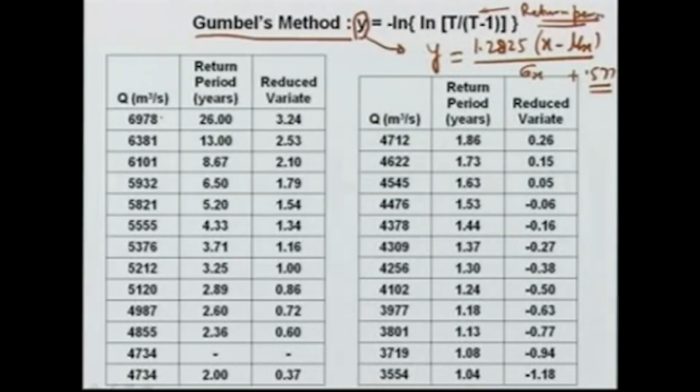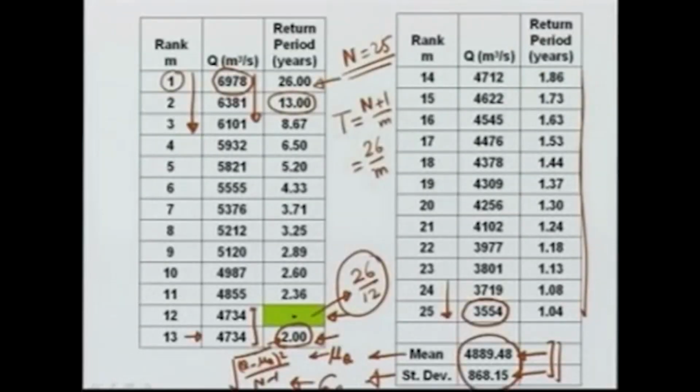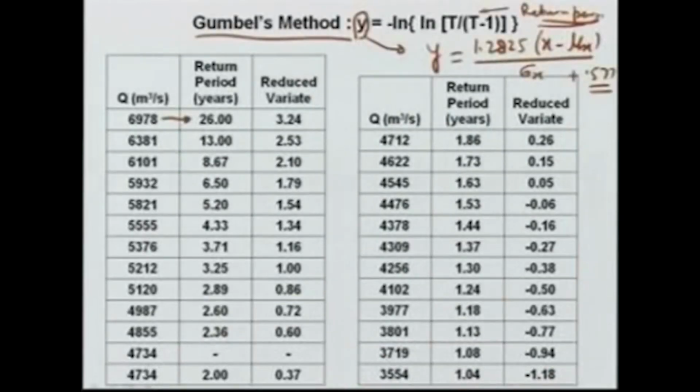So, for any particular Q, we can obtain the return period, which is the same as we have shown here. This Q, 6978, has a return period of 26, and for this return period we get the reduced variate using this equation, and therefore, this reduced variate versus Q plot can give us a method of extrapolating the value of Q for a higher return period.